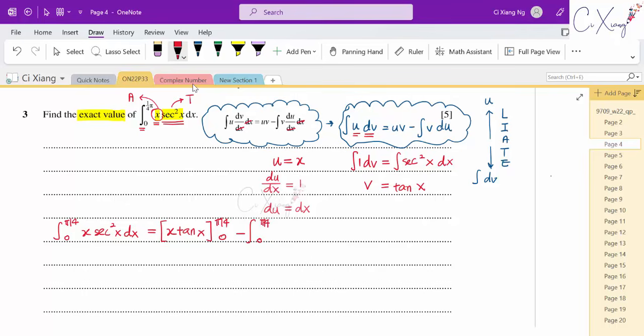Then we integrate v. What is the v? v is tangent x. And then what is du? du basically is equal to dx.